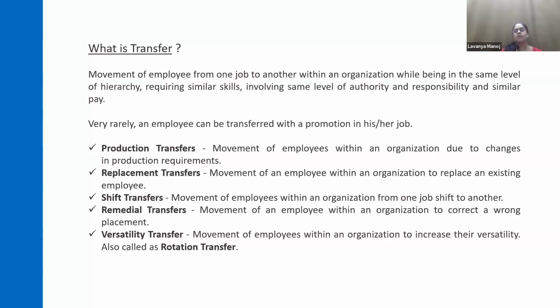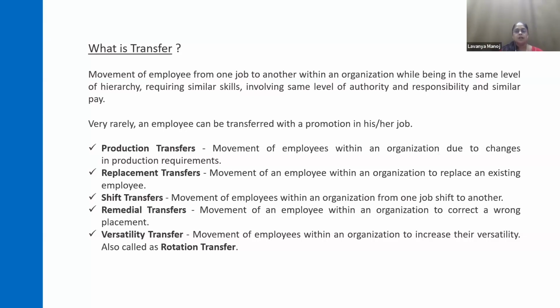The person who has been recently transferred to that position can be made a permanent employee in that particular designation. We have shift transfers. That is like 3 months or 6 months, an employee may be working in a day shift, and then after 3 or 6 months is put on to night shifts, and again from night shifts to day shifts. So this is called shift transfers.